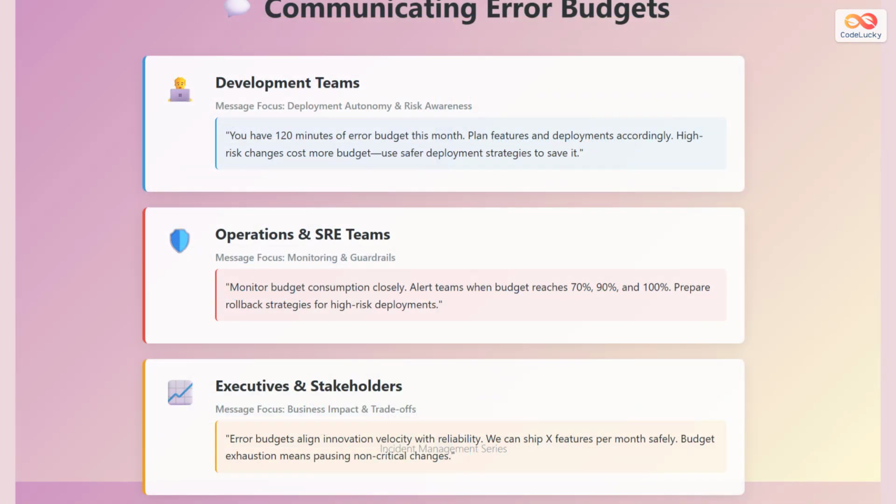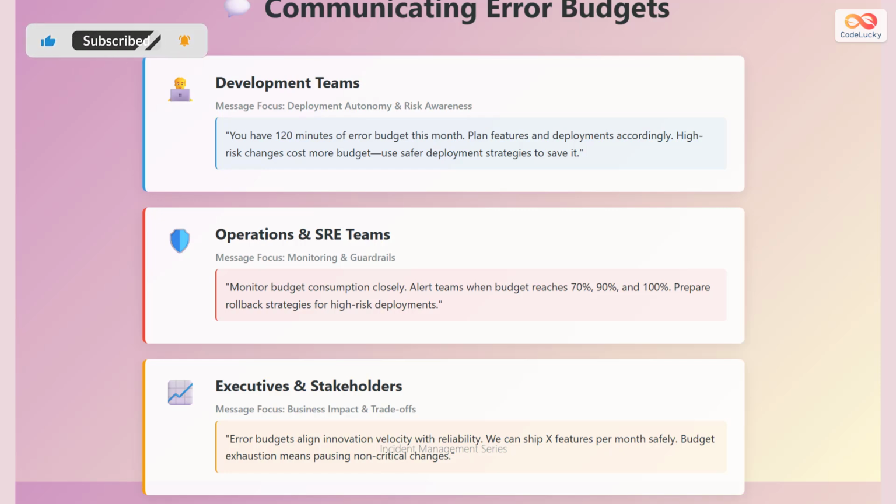Error budgets only work if you communicate them clearly to different audiences. For development teams, focus on deployment autonomy and risk awareness. Your message: you have 120 minutes of error budget this month. Plan your features and deployments accordingly. Remember that high-risk changes cost more budget, so use safer deployment strategies to preserve it.